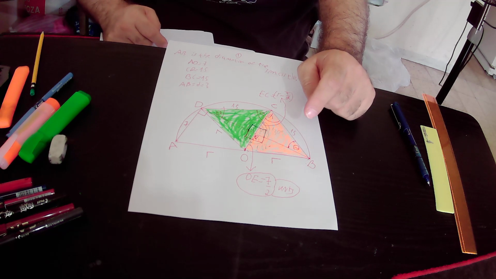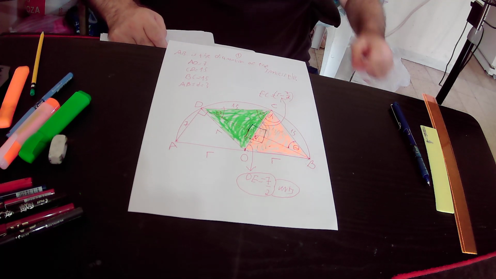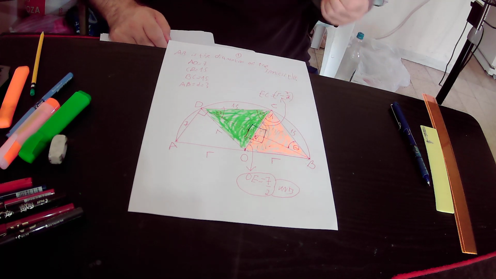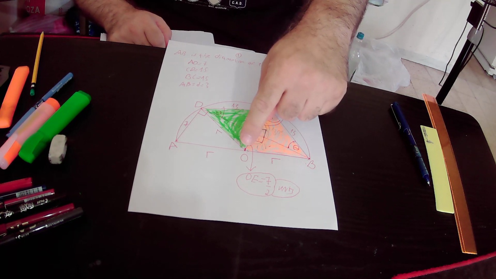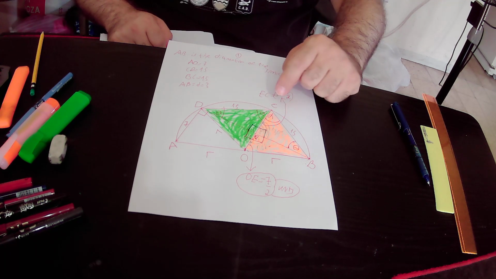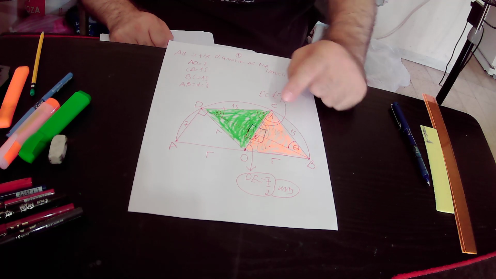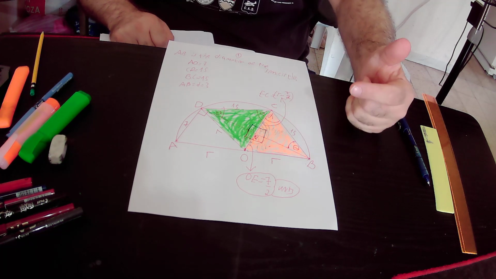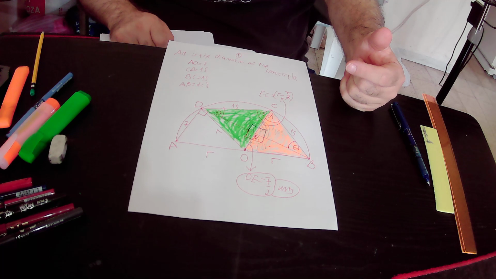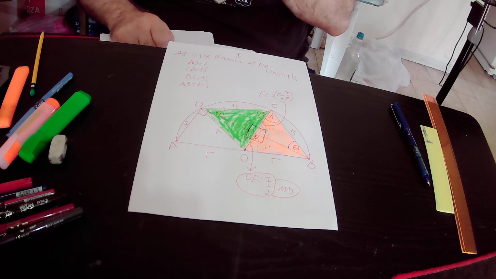Okay, and then we focused on chord OC. OC is actually the radius of this semicircle because it starts from point O, that is the center of the semicircle, and ends at point C, that is a point on the semicircle itself. Therefore OC is the radius of this semicircle, and as a radius it must be a straight line. So OC is a straight line.